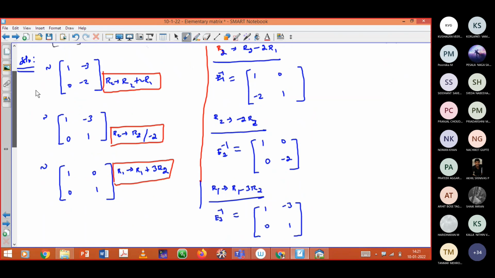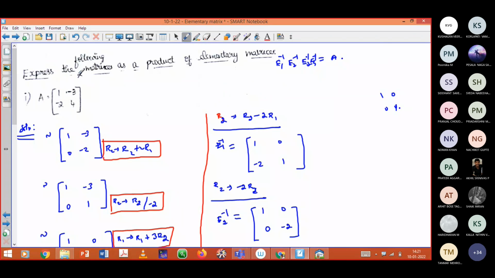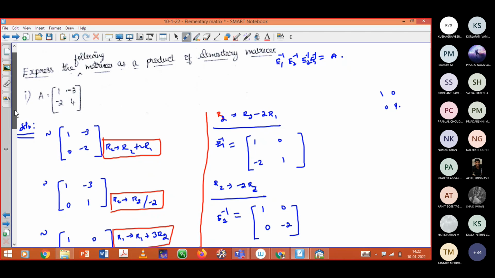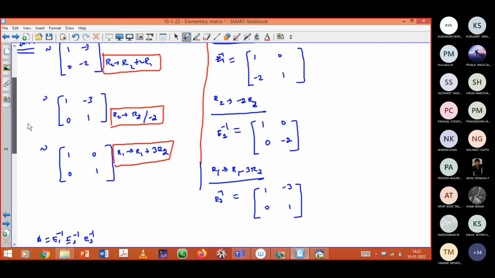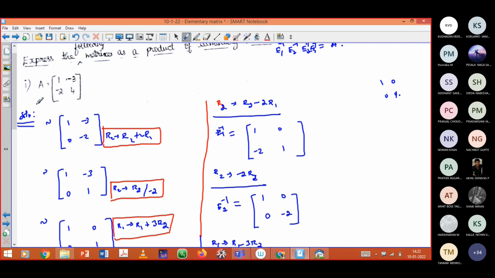Okay, so you have proven how to express the matrix as a product of elementary matrices. So this is the way to determine the elementary matrices as well as to cross check whether you have obtained the correct elementary matrices for the given matrix A. By applying the product between them, you have to get back the same matrix A. So this is what you can follow in the 3 by 3 also.